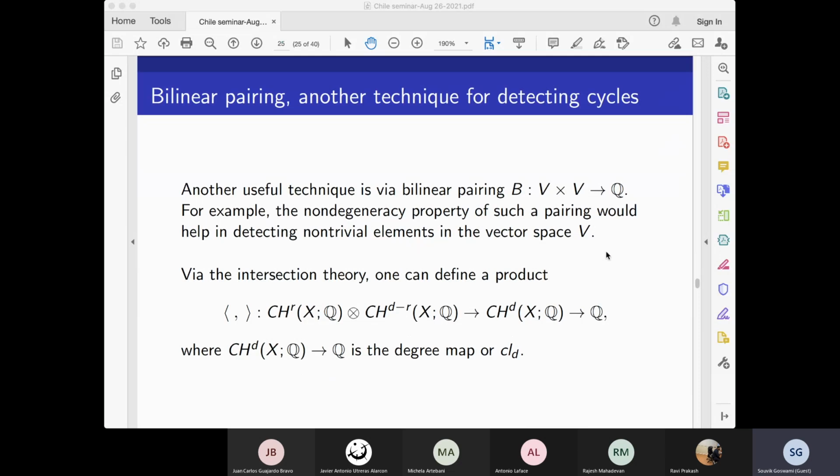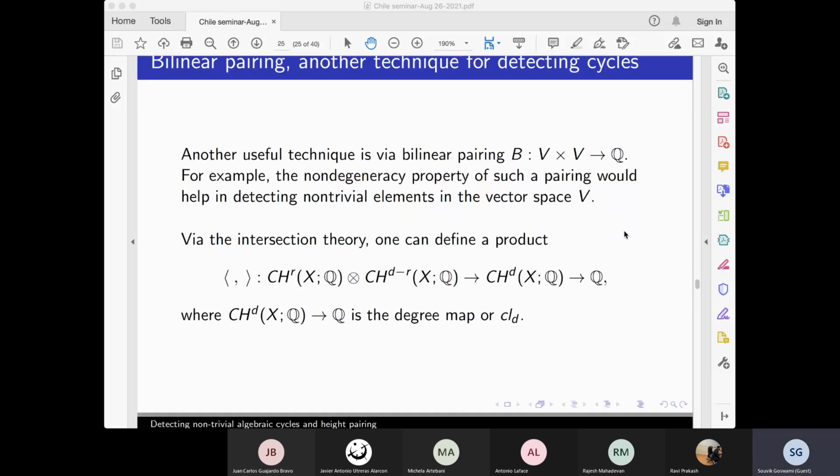So filtration was one part of studying algebraic cycles. The second one is bilinear pairing. Again, if you have a vector space, it's good to study bilinear pairings between vector spaces. For example, the non-degeneracy property of such a pairing would help in detecting non-trivial elements in a vector space.